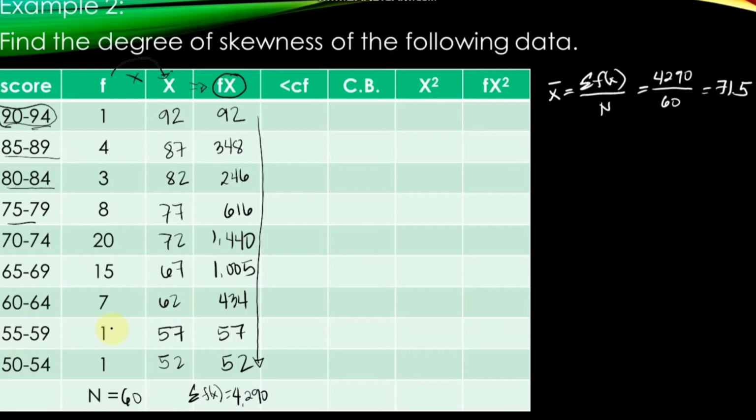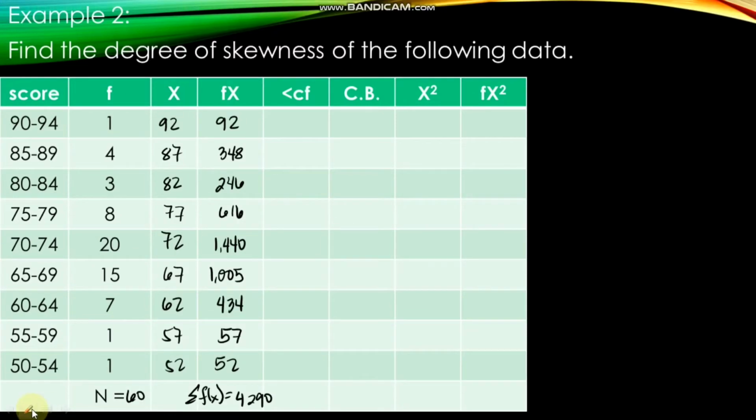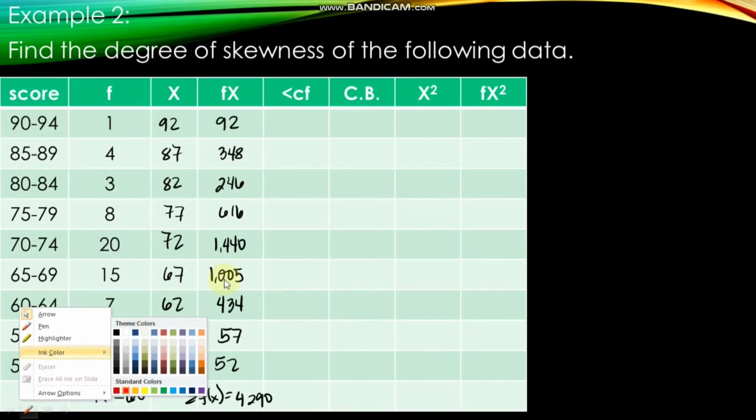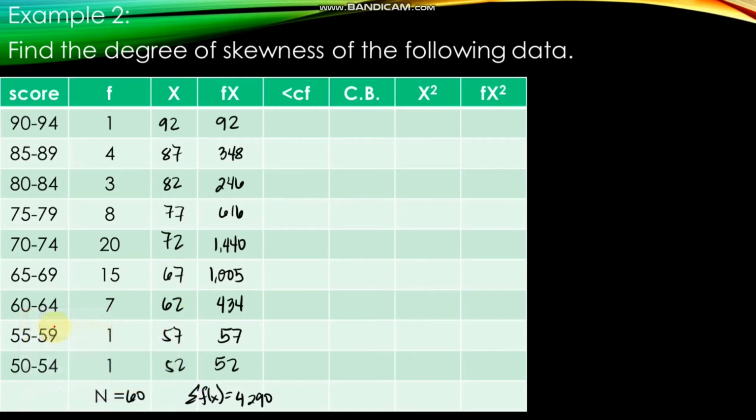Next, we will find the cumulative frequency. So what is the total frequency? The total frequency is 60, so let's put 60 at the top. Then 60 minus 1 is 59. Next, 59 minus 4 is 55. Then 55 minus 3 is 52.